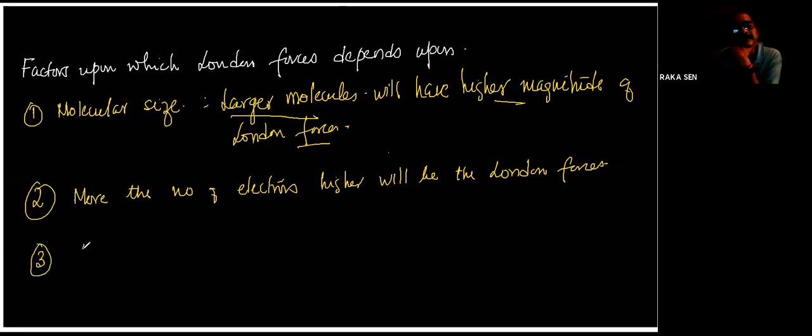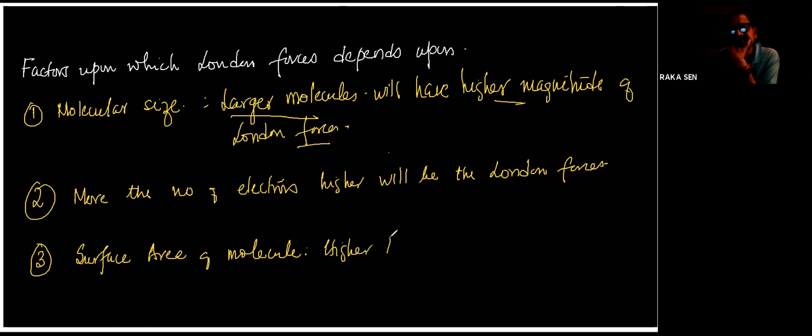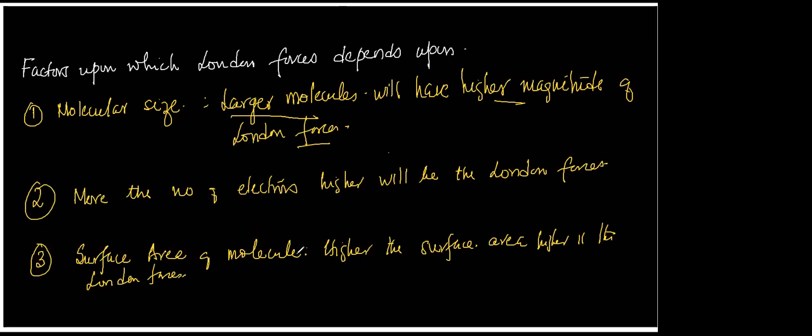Number 3: surface area of the molecule. Higher the surface area, higher is the London forces. Can you explain this? Sir, more area, more space for fluctuation.